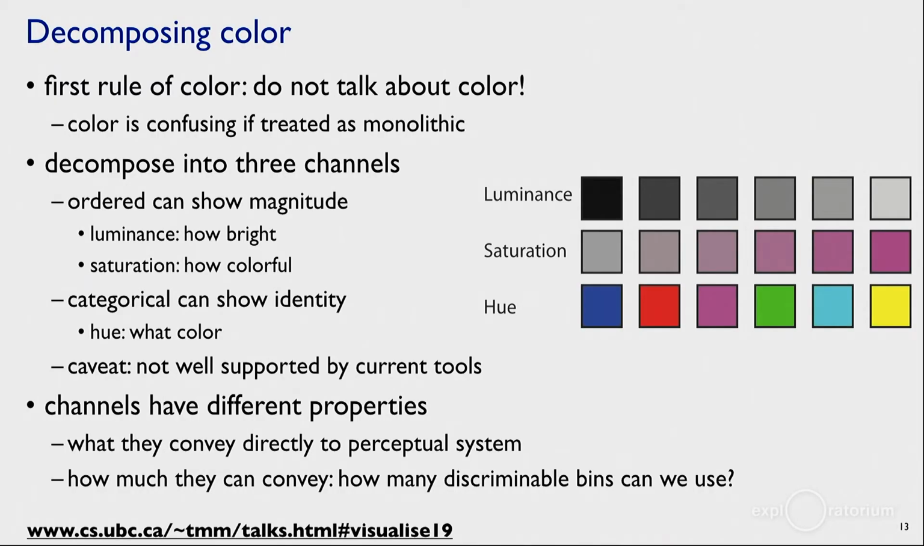So going back and thinking about these now as channels with properties, some of those questions I asked: what do they convey in terms of ordering versus not ordering, and how much can you encode? How many discriminable bins can we use? Spoiler, never as many as you want. So let's understand a little bit about why. So what's going on with categorical color?